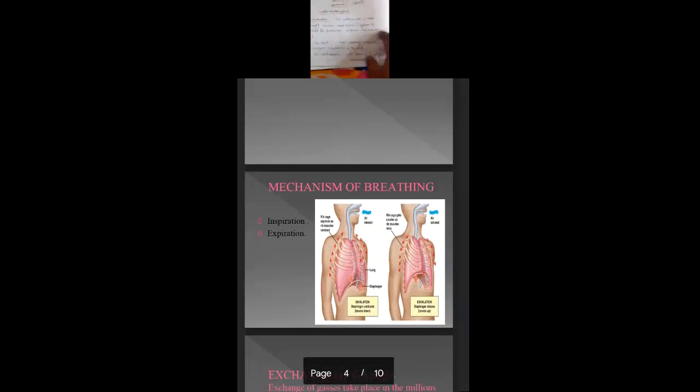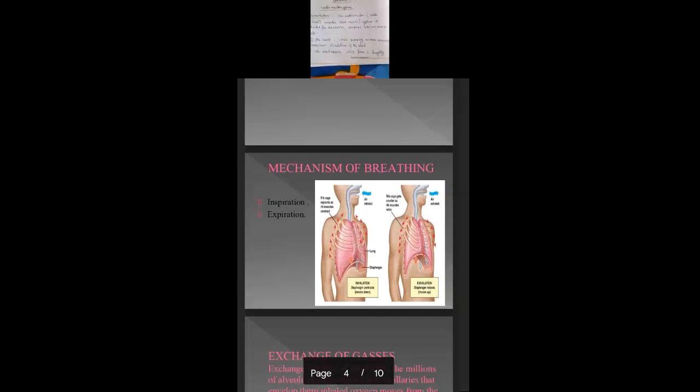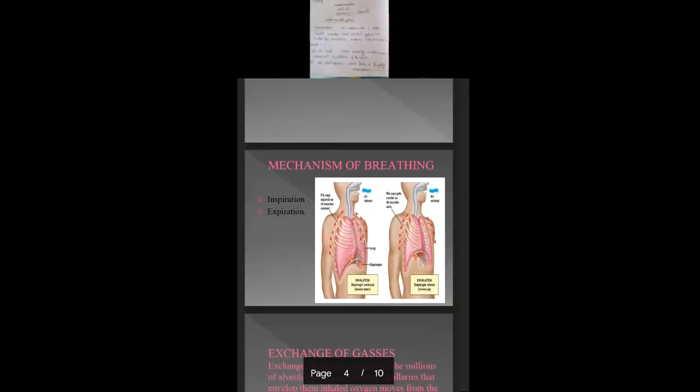Today I'm discussing the cardiovascular system, that is the heart. Introduction: cardio means heart, and vascular means blood vessels. The system is divided for descriptive purposes into two: the heart, whose pumping action ensures circulation of the blood, and the blood vessels, which form a lengthy network through which the blood flows.